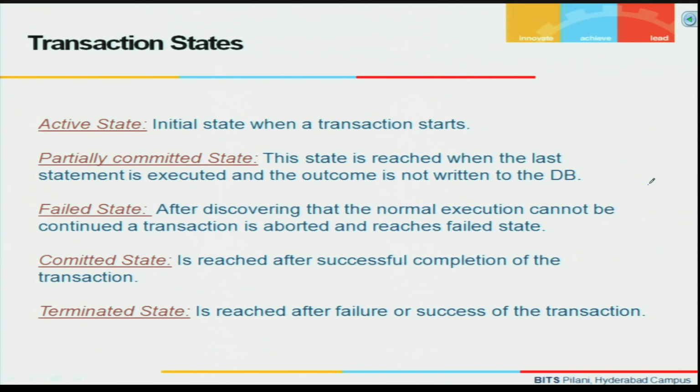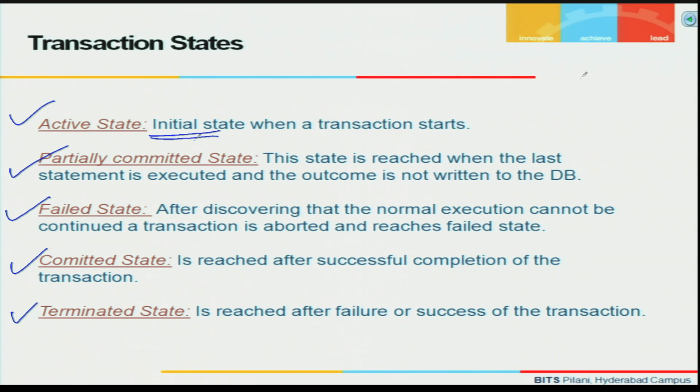Now let us have a look at the states of a transaction. Like how a process in operating systems can have states, similarly, transactions can also have states. The first one is active state, then partially committed state, failed state, committed state, and then terminated state. Active state is the initial state when a transaction starts. When a transaction starts, it will be in the active state, and that is going to be the initial state for a transaction. And once it starts execution, when it is in active state, it keeps on performing various operations like accessing data, modifying it, writing it back to the disk, and so on and so forth.